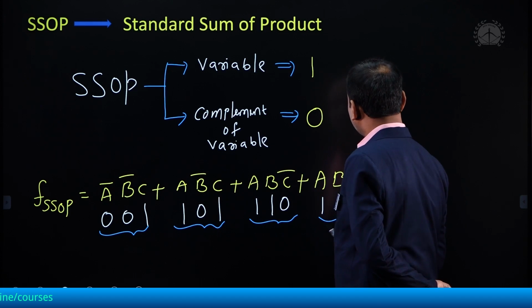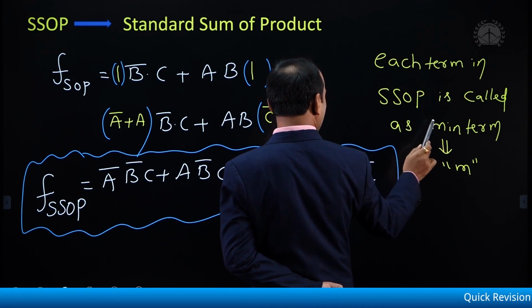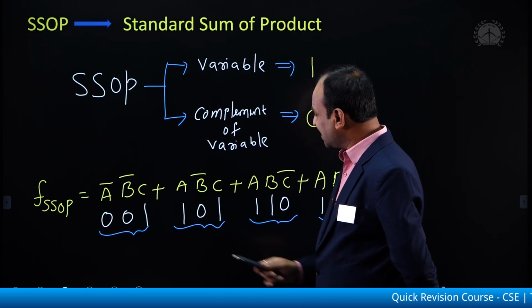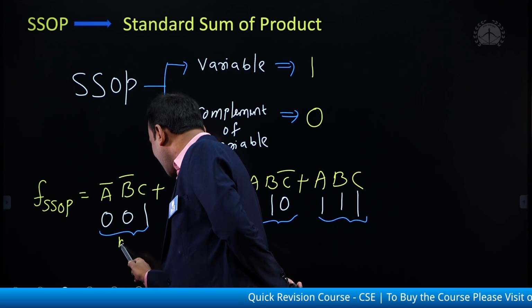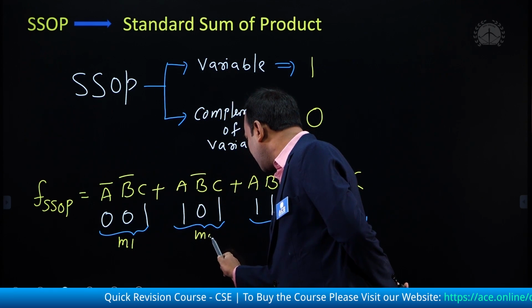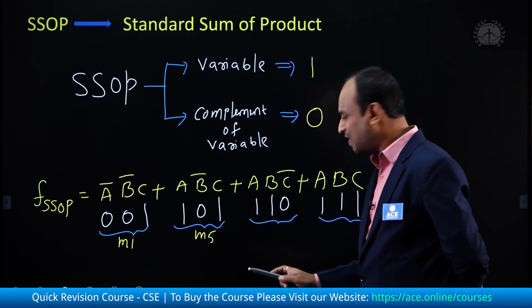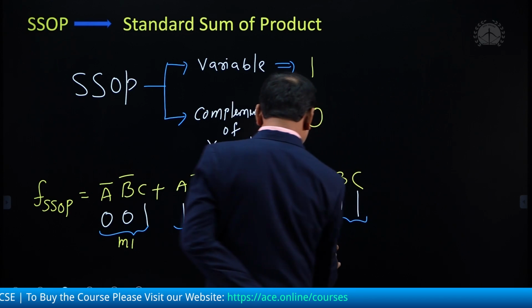What is each term? Each term in SSOP is called a min term. According to digital, 001 is called what? M1, min term 1. 101, the binary decimal equivalent is 5. 110, decimal equivalent is what? M6. Now 111, what is the decimal equivalent?